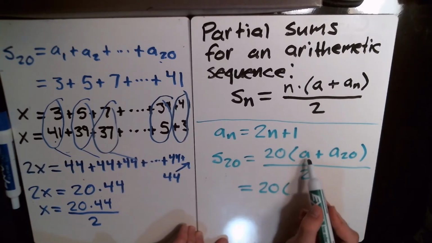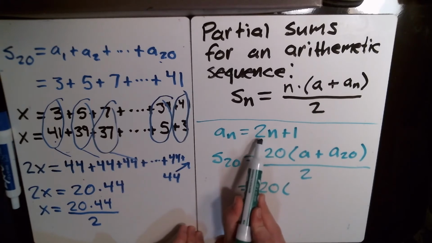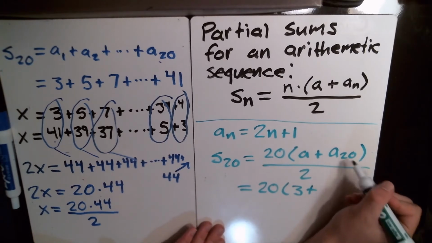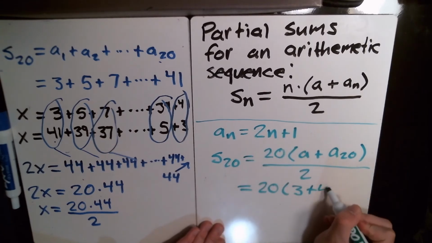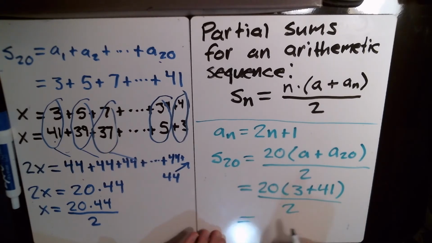And so when I figure out, well, what was a? a is the first term of the sequence. So the first term of my sequence was 3, right? When I plug in 1 here, 2 times 1 plus 1 is 3. So 3 plus a sub 20, I plug in 20 for n. So 20 times 2 is 40, plus 1 is 41. So again, we've got 20 times 44 divided by 2, which is the exact same thing I got over here, which is pretty awesome.